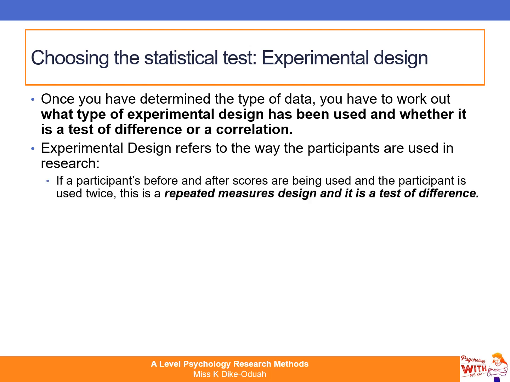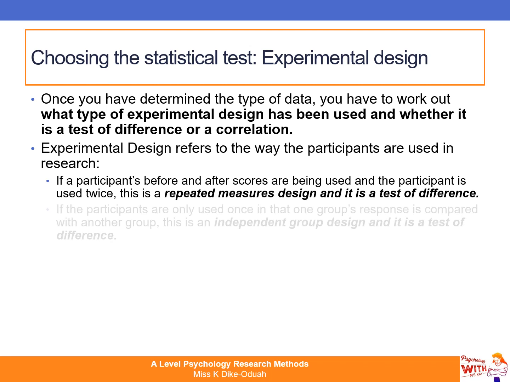If a participant's before and after scores are used in the study or in the experiment, then it is a repeated measures design and it is a test of difference. For example, I might get a group of students to sit an exam in the morning, and I'll get that same group to sit an exam in the afternoon. And if I'm comparing their scores, I'm looking for a difference between their scores depending on whether it was in the morning or in the afternoon. And it's repeated because I'm using the same set of participants.